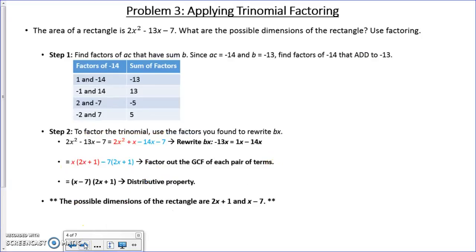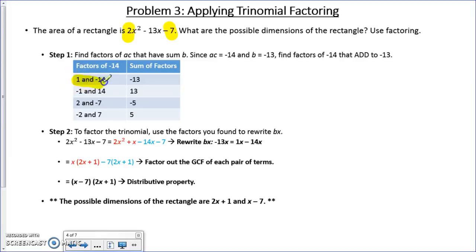Applying trinomial factoring. The area of a rectangle is 2x squared minus 13x minus 7. What are the possible dimensions of the rectangle using factoring? We did a problem like this in the last lesson, but now we're going to apply it when a is a number. So find factors of ac that have sum b. a times c, 2 times negative 7, is negative 14. So we're looking for factors of negative 14 that add to negative 13. We need a positive and a negative factor.